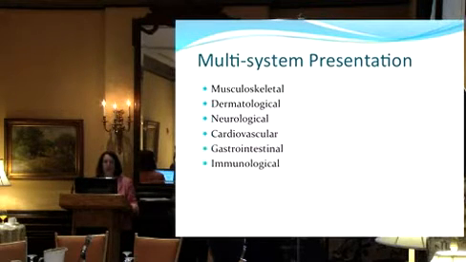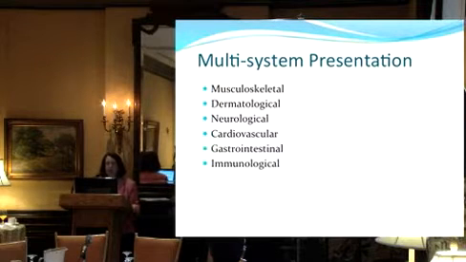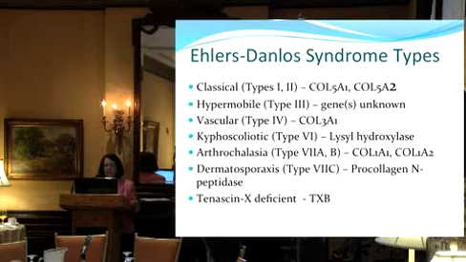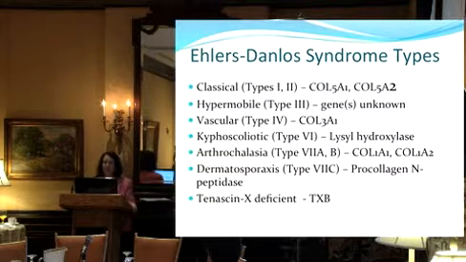So musculoskeletal, dermatologic, neurologic, cardiovascular, gastrointestinal, and perhaps even immunologic manifestations are common in Ehlers-Danlos syndrome. Now, Brad Tinkle is going to speak about the diagnostic criteria and means of diagnosis a little bit later in the day. But I'm just listing the different types of Ehlers-Danlos syndrome on this slide just to get it out on the table.